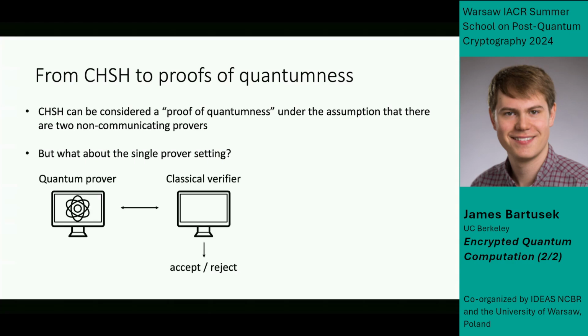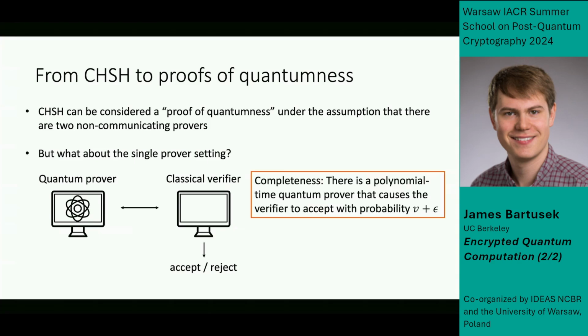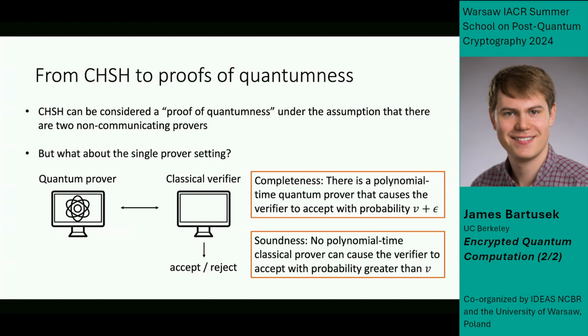Okay, but what we're interested in is really the single prover setting, right? So we have a classical verifier that's interacting with a single quantum prover, and at the end of the protocol, we want the verifier to either accept or reject. Completeness tells us that there is some quantum polynomial time prover that causes the verifier to accept with some probability, let's say v plus epsilon, whereas no polynomial time classical prover can cause the verifier to accept with probability better than, say, v.